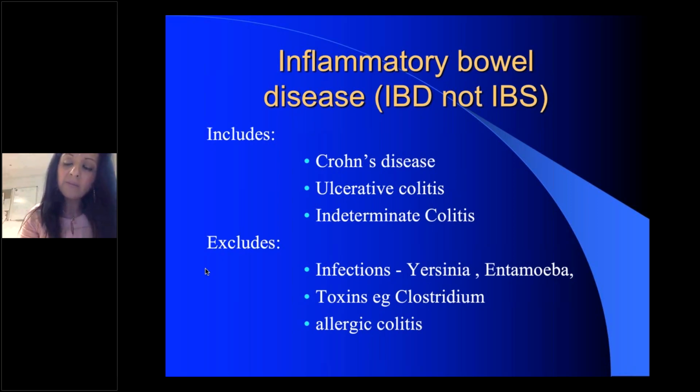And then there is the bit in between, where in some cases it's not straightforward and you can't tell the difference between Crohn's and ulcerative colitis. These are what we call indeterminate colitis. Some of them end up being ulcerative colitis through their disease course, but initially we're not able to decipher which one it is.